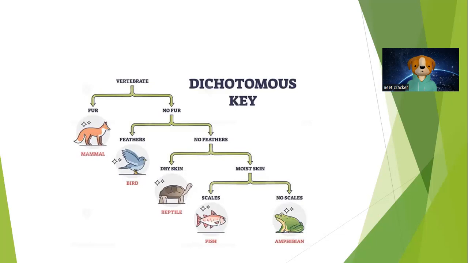For example, you want to classify a certain animal, you will see where it fits in this key. I tell you that you have to classify this vertebrate. You will ask whether it has fur or not. If it has fur, it may be a mammal. If it does not have fur, we'll ask another question, whether it has feathers or not. You say yes, it has feathers, then it is a bird. You say no, it does not have feathers. You ask another question, whether it has dry skin or moist skin. If it has dry skin, it may be a reptile. If it has moist skin, it may be a fish or an amphibian, depending on whether it has scales or not.